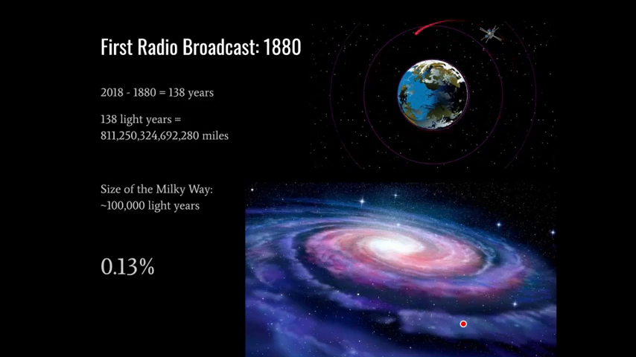We've been doing that. Our planet has been leaking radio signals for as long as we've had radios. Our first radio broadcast on planet Earth was way back in the year 1880. That was the first experiments with radio.